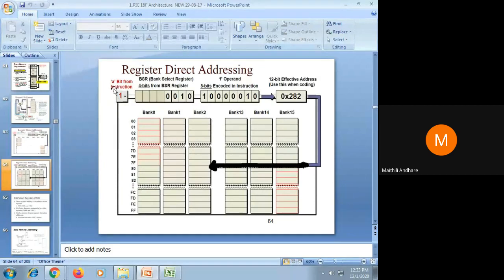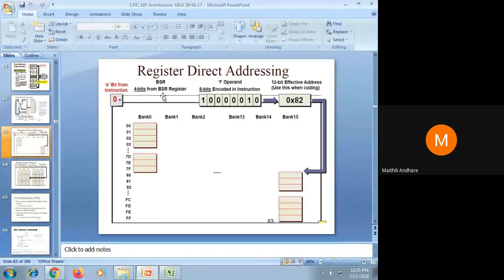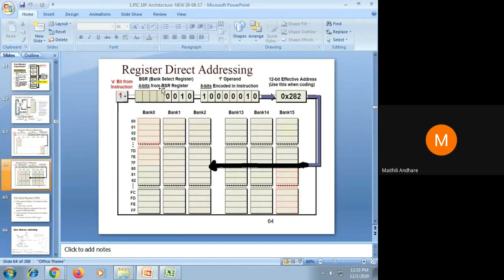See this carefully. If a is equal to 1, what is the meaning of a is equal to 1? We are selecting the bank through the bank select register. So in the earlier case, the bank select register is not activated. We are not bothering about its address. Now here we are bothering about its address because the a value is 1.